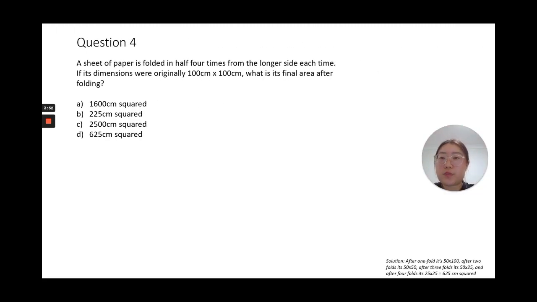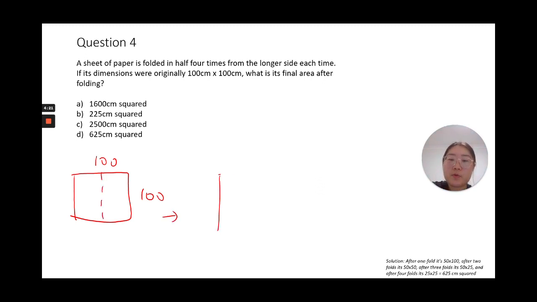Okay, number 4. A sheet of paper is folded in half 4 times from the longest side each time. If the dimensions were originally 100 by 100, what is the final area of the folding? For these folding or reflection or symmetry questions, I really highly recommend you guys draw. Okay, so let's first draw up a square. We have 100 by 100. We're going to fold it from the longest side. Well, there's no longer side here because they're the same, so it doesn't really matter which side. We're going to fold it like that.